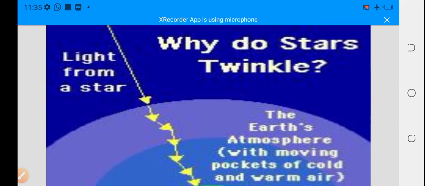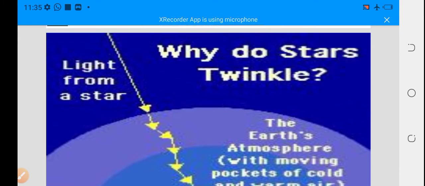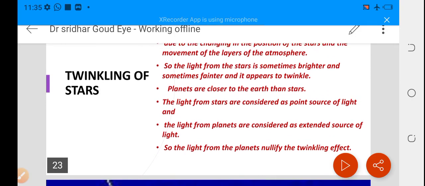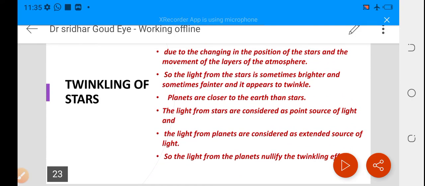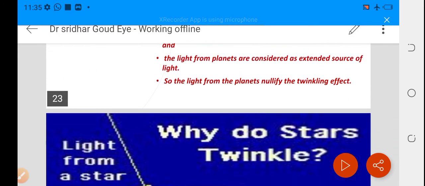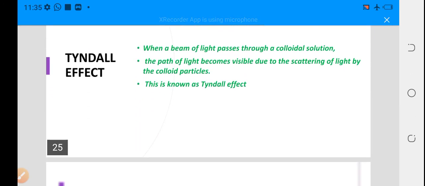And finally, why do stars twinkle? This is about the concept. The stars twinkle because of the refraction between the light from the stars and the atmospheric layers. And the other one is about the Tyndall effect.